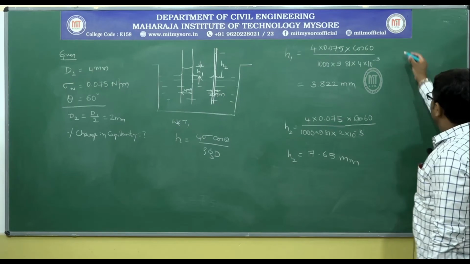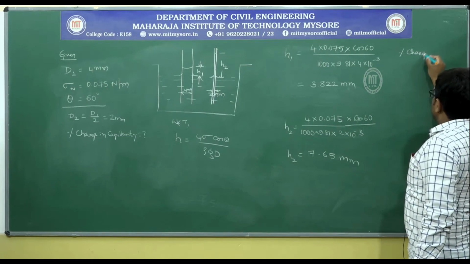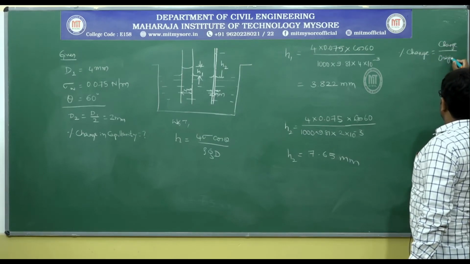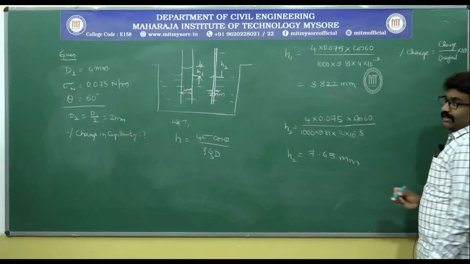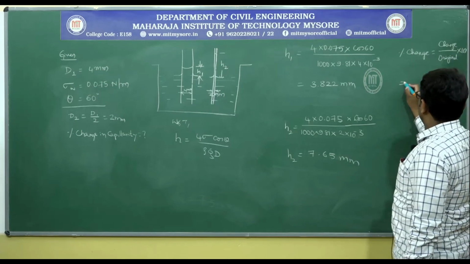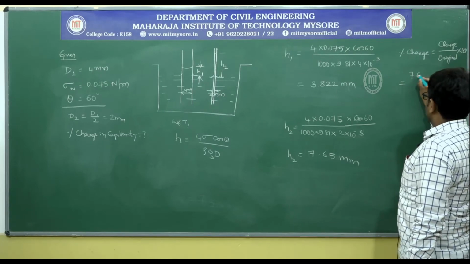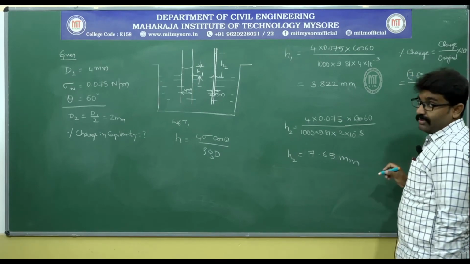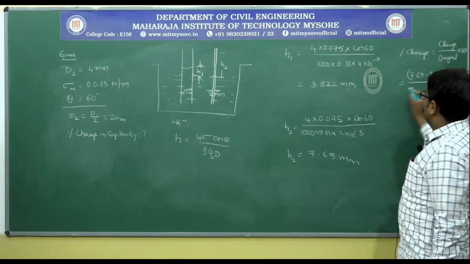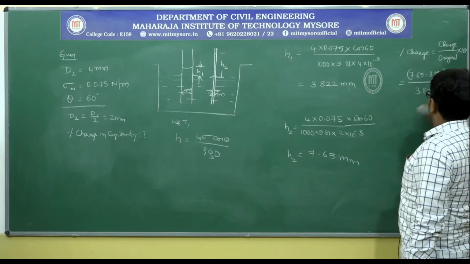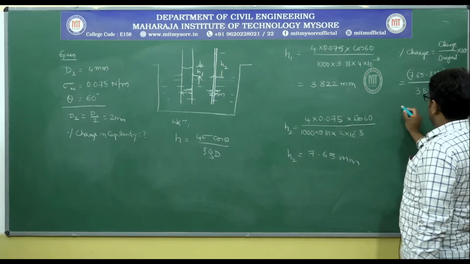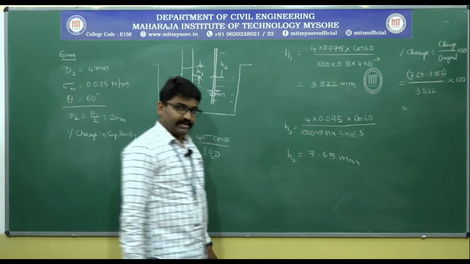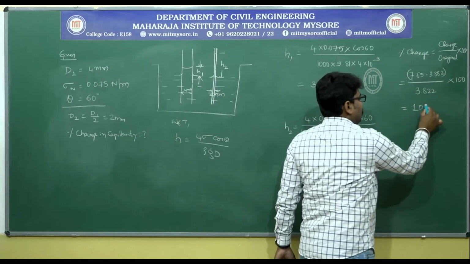I will help you by writing the equation. Percentage change is equal to change by original into 100. That means what is the change? 7.65 minus 3.822 is the change, divided by original. What is original? Original is 3.822 multiplied by 100. You will have to find out what is the percentage change. The percentage change has to be 100% here.